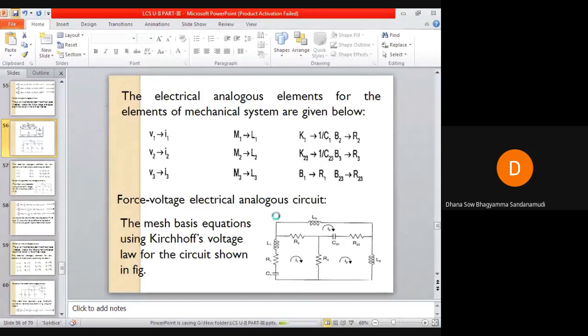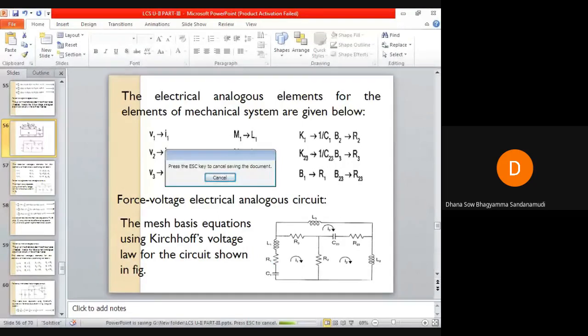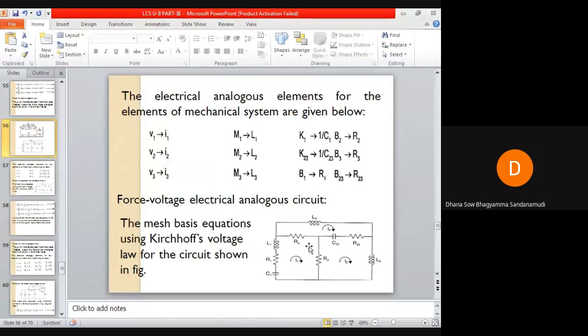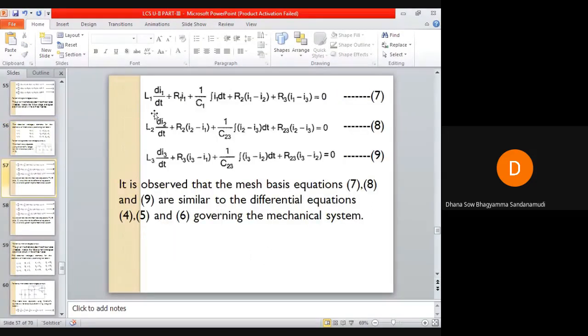Now you have seen how to draw the electrical circuit. When you have three loops here, you apply Kirchhoff's voltage law in each loop and determine the differential equations. First let us consider loop 1. Is there any source? Source voltages are 0. Only the voltage drops are there in each loop, so write down the voltage drops of each loop.